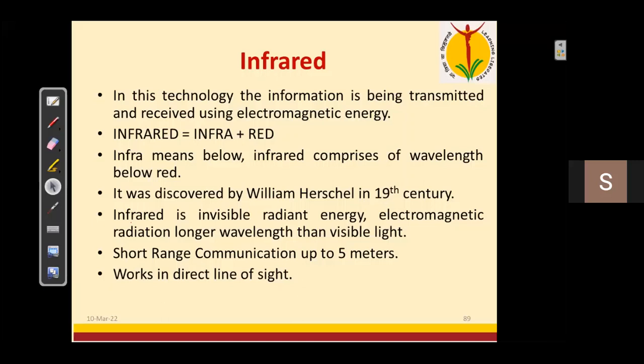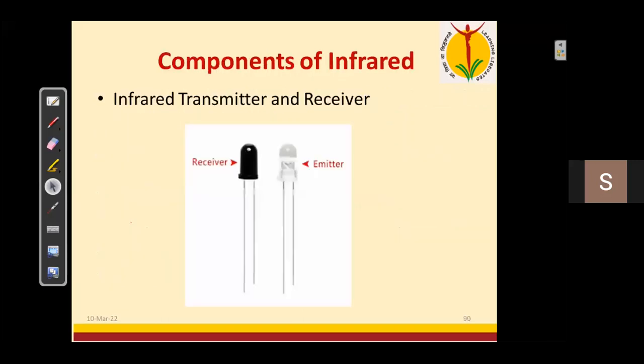You know that your remote control uses this infrared. The typical structure has one transmitter and another receiver. They use LEDs and photodiodes, which receive that light. So both the transmitter and the receiver are of the LED type.